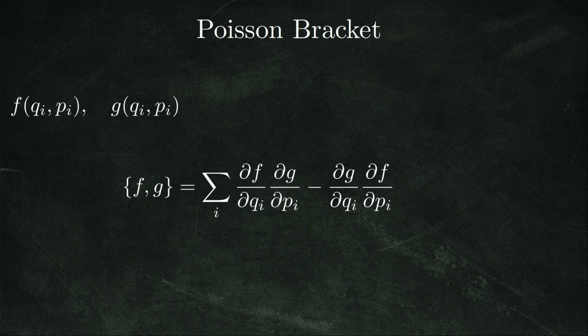Note that lots of resources, or lots of books, define this the other way around. So it would be df by dp, dg by dq, take away dg by dp, df by dq. And the only difference here is an overall minus sign. So you might find from other books and other resources that there's a minus sign in everything. But that's just because they define this the other way around.